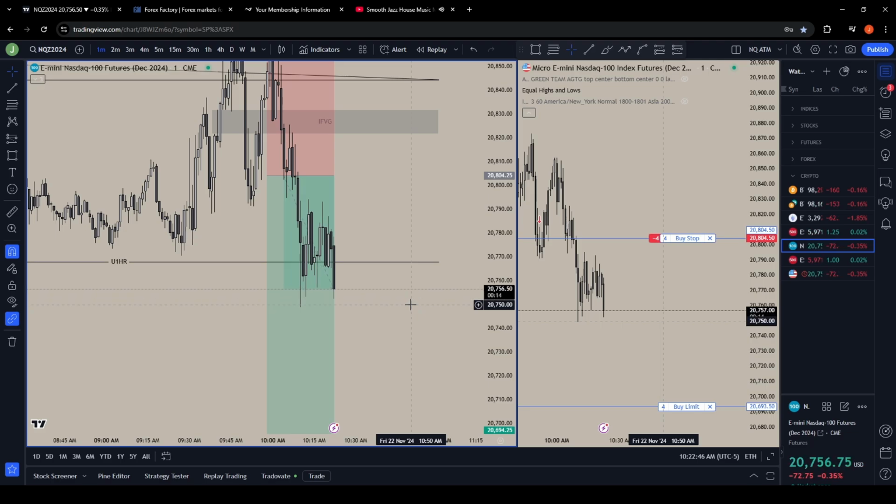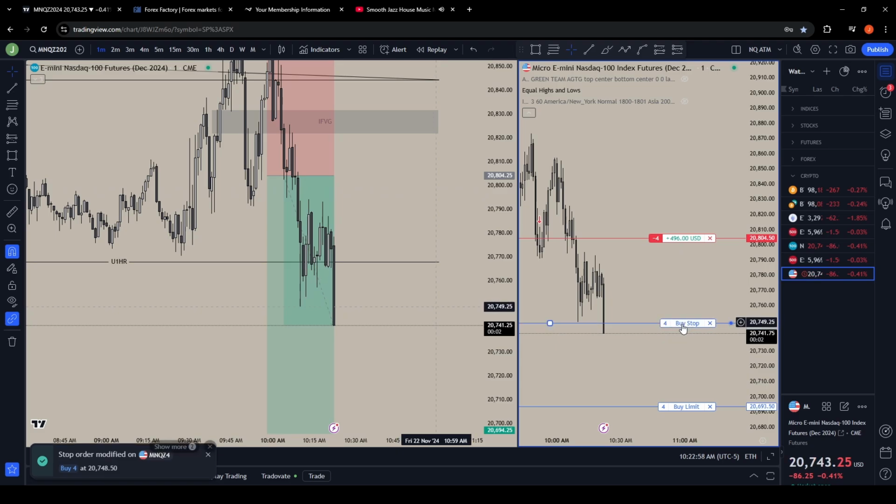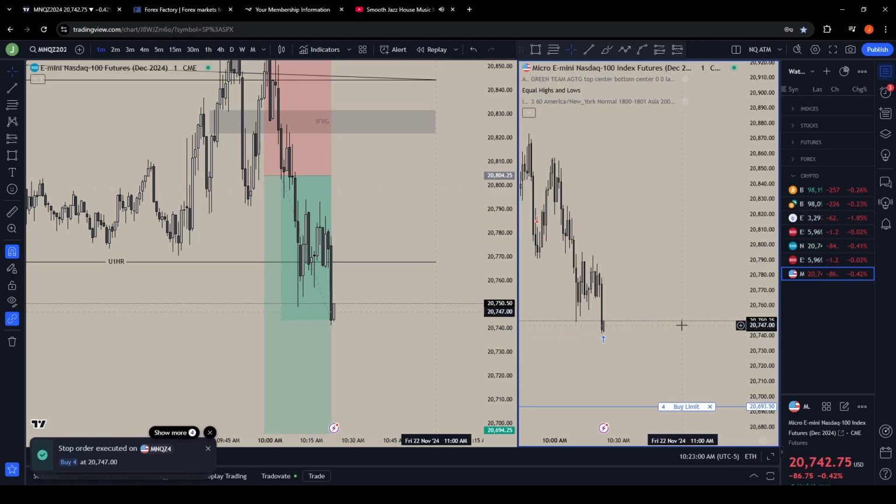Ready. Do I want to trail stop at this resweep of this? Oh, I'm moving it. I'm trailing it. 484, 490, done.